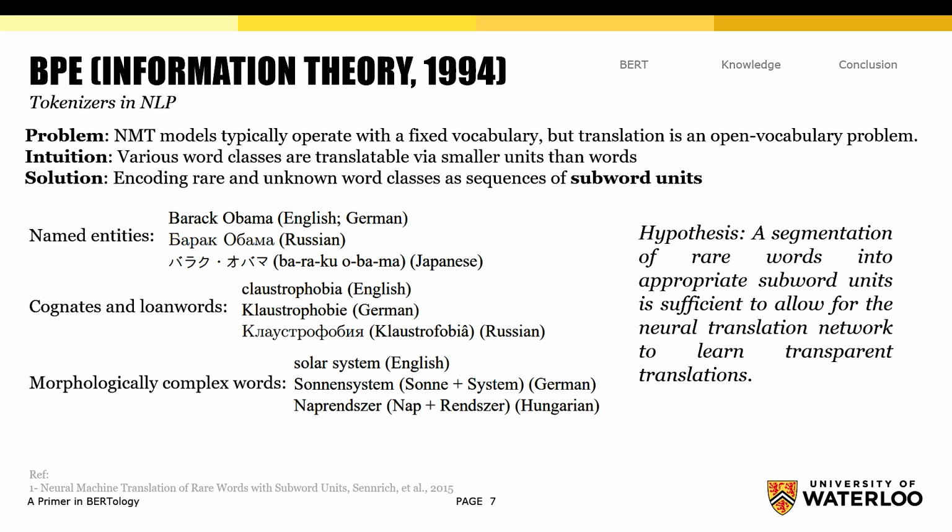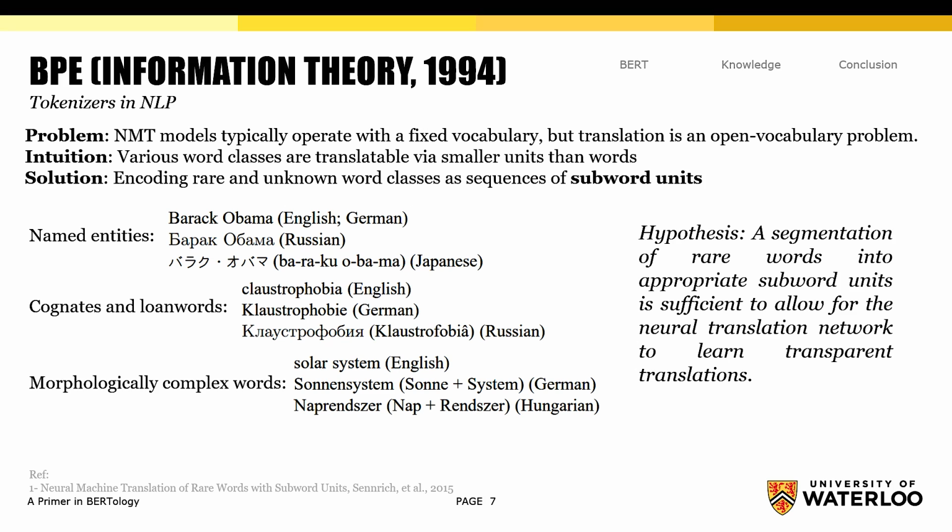But what was their intuition? They found out that in languages, various word classes are translatable via smaller units than words. So it means that we can manage to encode rare and unknown words as sequences of subword units. For example, in neural machine translation, if you consider Barack Obama as a named entity, if you are a good translator, you don't need to know what Barack is, what Obama is. You can say, okay, these are names. And if you are also a good translator with knowledge of claustrophobia in English, and you see that word in German and you have knowledge of their characters, you can guess the meaning of claustrophobia.